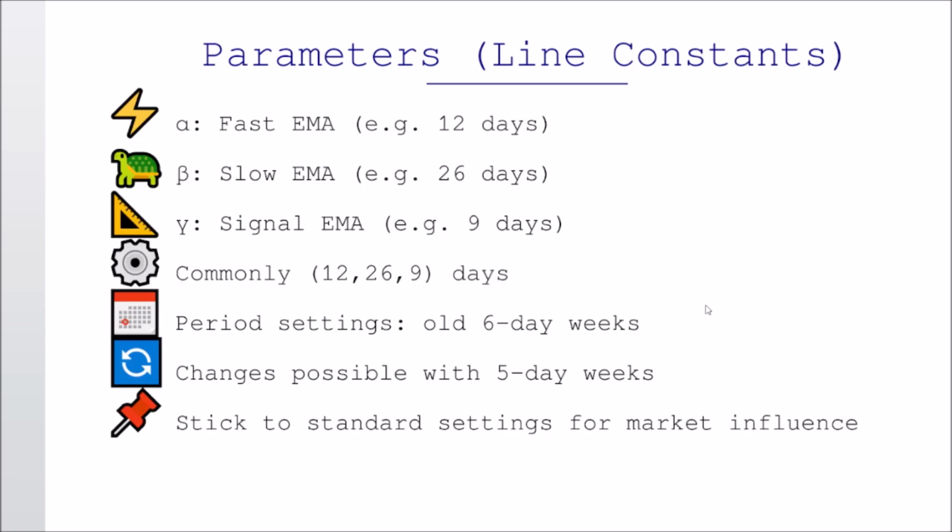Okay. Parameters: what does the formula consist of? Fast EMA, slow EMA, and signal EMA, which are 12, 26, 9. So commonly we say 12, 26, 9 days. If you want to change the settings, changes are possible, for example to 5 days. But you can stick to the standard settings that everybody is utilizing, and go with these.